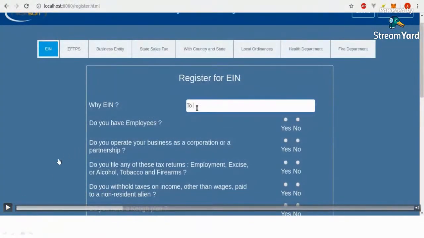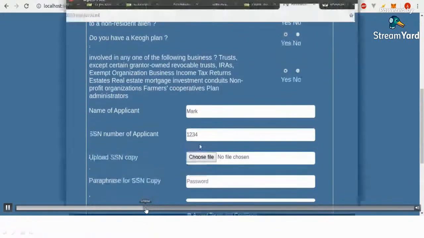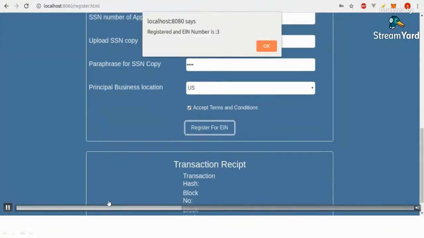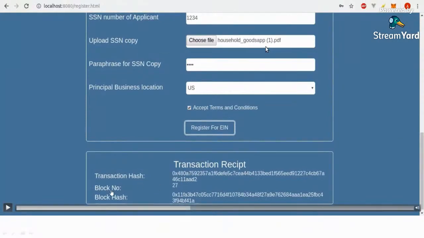And now, registration of that company with different authorities or departments in the government. First is EIN registration, the employer identification number. Now when they submit this record into the blockchain, at the bottom you can see the transaction receipt. The EIN number we receive is 3, and you can see the transaction hash, the block number in which this transaction was included, and the block hash.